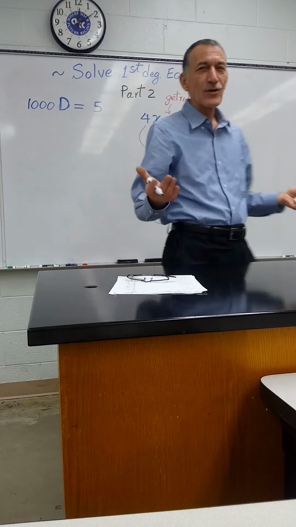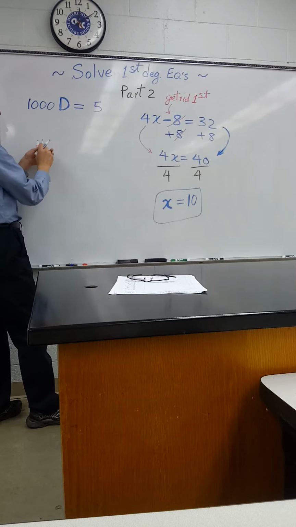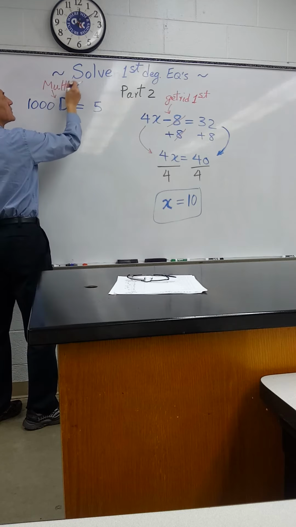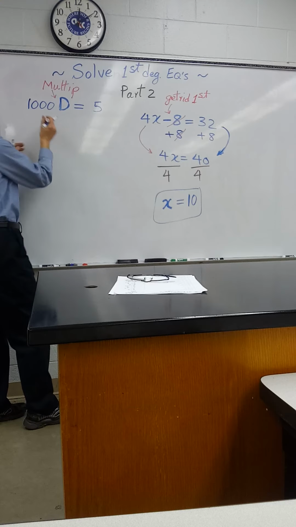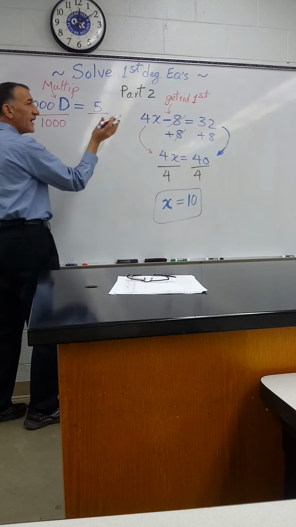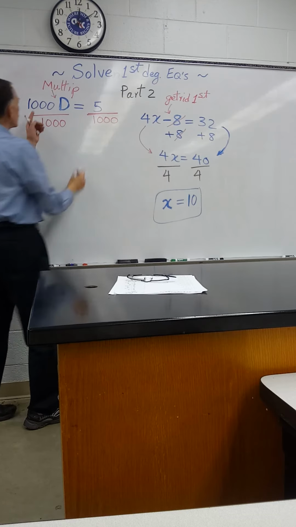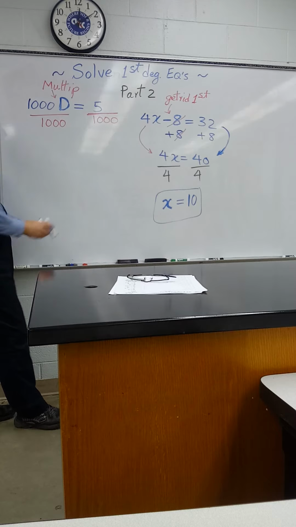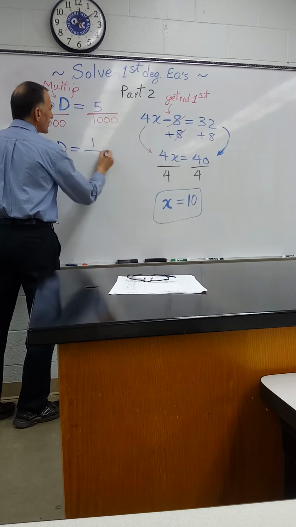Doesn't matter, small, large, big, doesn't matter. You say, okay, this is multiplication, so you do the opposite. Since this is the multiplication of 1,000 times D, we divide by 1,000. You stick with the reality, do not divide by 5, because if you divide by 5, that's wrong. Because here you want to get rid of the 1,000, so 1,000 over 1,000 gives you 1, 1 times D is D, so D is equal to 1 over 200.